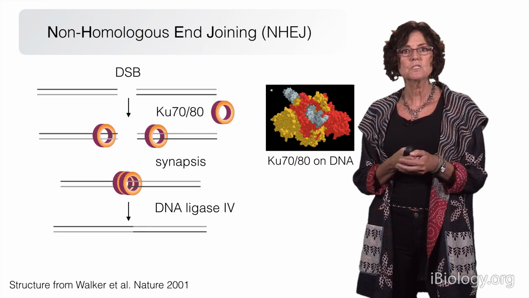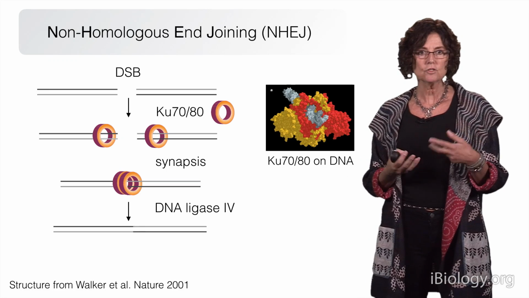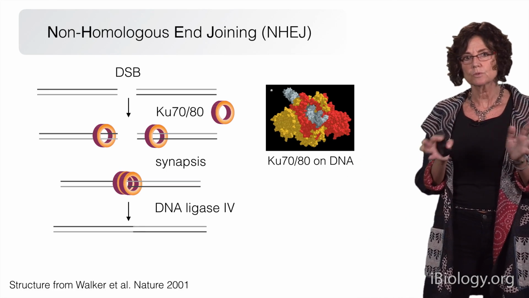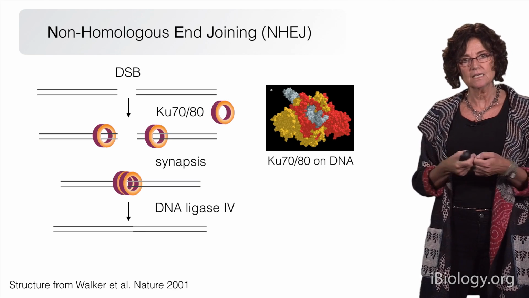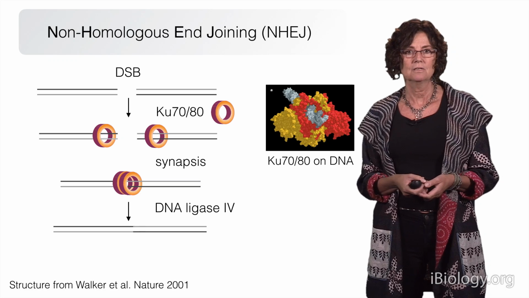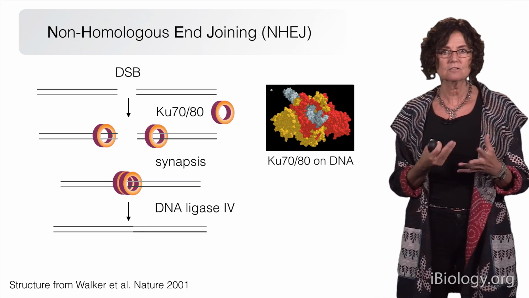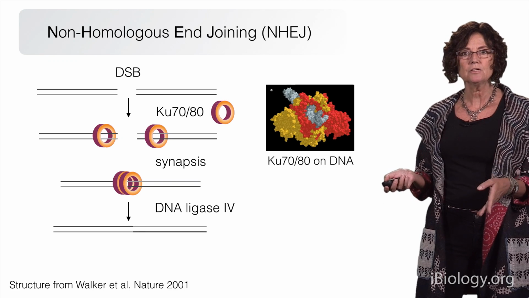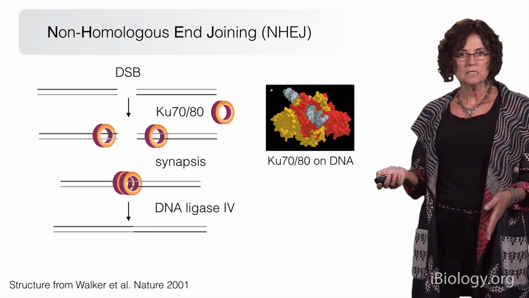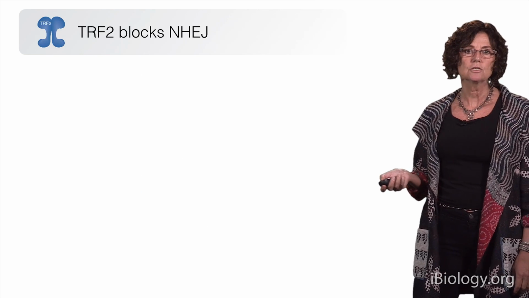This is called synapsis. It needs a lot of additional factors to do this, which I won't go into. And then DNA ligase 4 can come in and ligate the two ends together. Ligase 4 also has accessory factors that I won't mention. So this is the pathway that gives rise to the telomere fusions after deletion of TRF2.